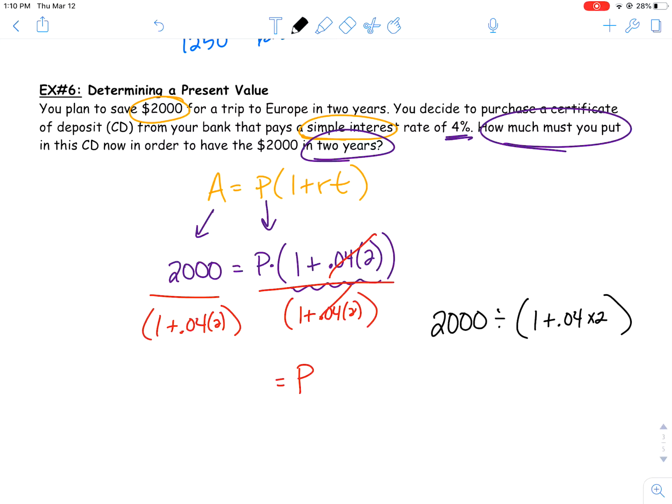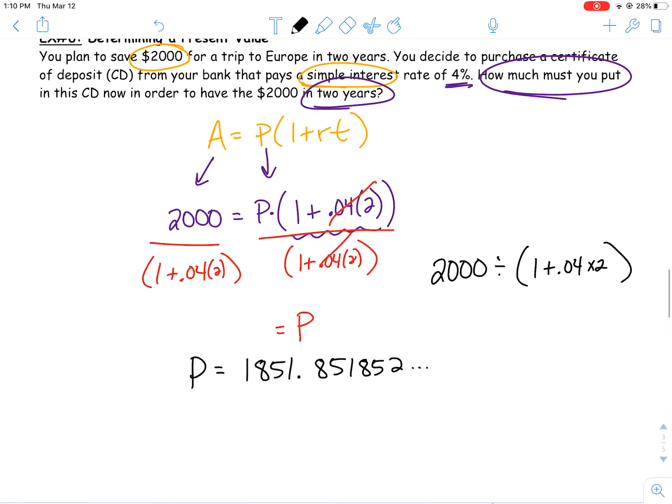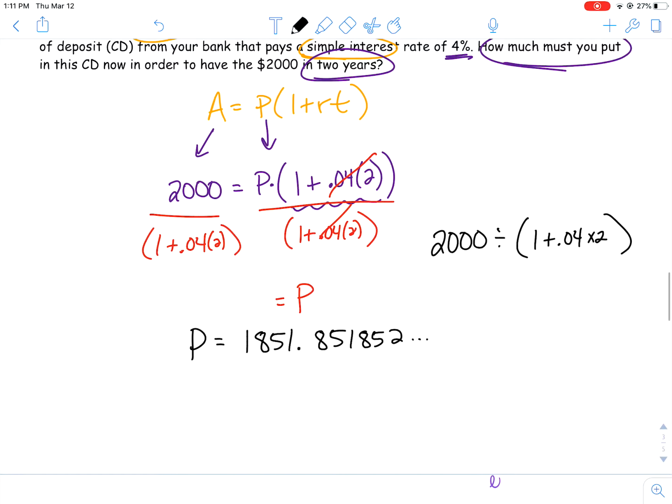I'm going to push equal, and I ended up, hopefully you did too, getting P equals 1,851.851852, and then my calculator cuts off. Make sure you get that number. All right, so now that we have this number, we've got to actually finish the question and figure out how much money we need to put on our account today so that in 2 years we have enough money to go on our trip. And remember, we want to make sure that we have at least $2,000, not $1,999.99. We need to make sure that our amount ends up being at least $2,000.